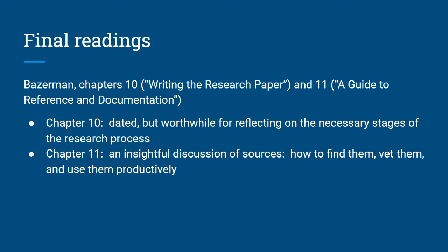Final readings for the course will be two of the chapters from the Bazerman textbook that we've been using all semester long already. Those chapters are chapters 10 and 11. You can see from the titles of the chapters that there is a good reason to look at them together. One chapter looks at the overall process of writing a research paper, and the other chapter is looking at reference and documentation, something that is absolutely necessary in any effective academic research. Know these things then as you go into reading the chapters.